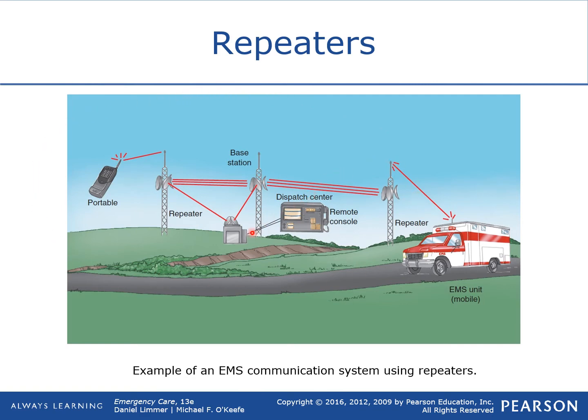And then we have our dispatch center, which is our base station. So you see the base station tower right here for our dispatch center. And then you have a portable here, which also can ping to a repeater. So just a quick visual of how everything works.